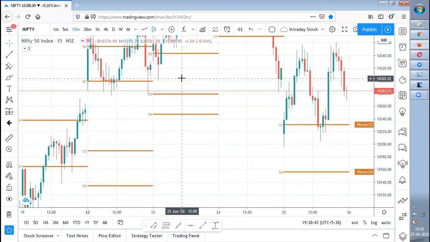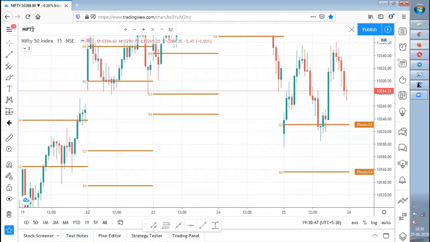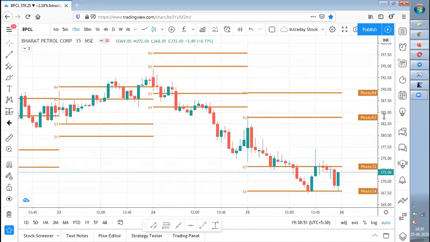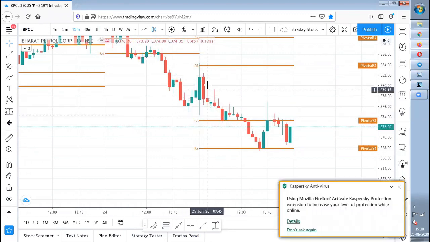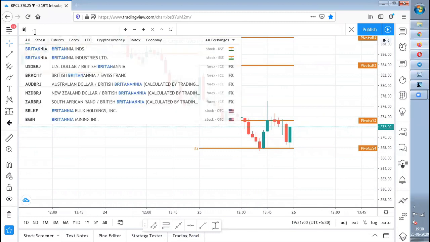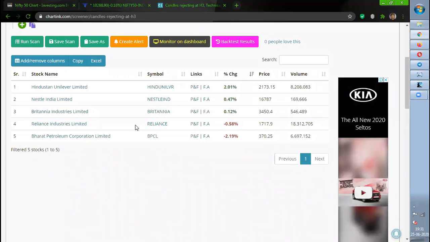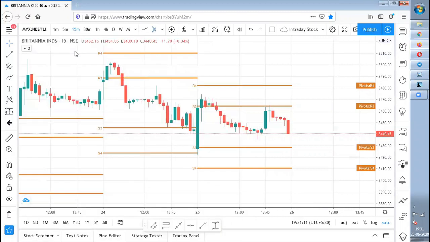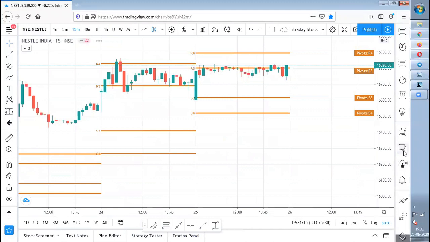Let's go one by one. Let's go for BPCL. So this is the BPCL entry. Clear? And this is the candle which got rejected, but unfortunately it was a big candle and we were not able to take a trade. So Britannia. Okay, Britannia is not Nestle. Sorry for choosing a wrong one. Okay, Reliance.